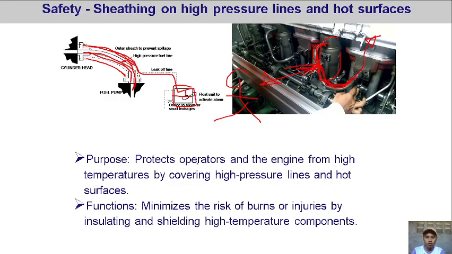Okay, purpose: protects operators and the engine from high temperatures by covering high pressure lines and hot surfaces. So, protects operators and engine from high temperatures and high pressures, siyempre. Functions: minimizes the risk of burns or injuries by insulating and shielding high temperature components of the engine.